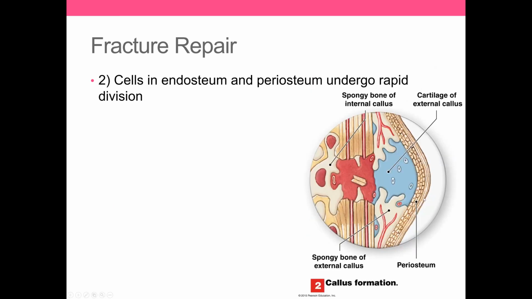So the second step is that the cells in your endosteum and periosteum undergo rapid division. Remember, this is where you find your osteogenic cells. So they're going to start dividing and they're going to become osteoblasts.